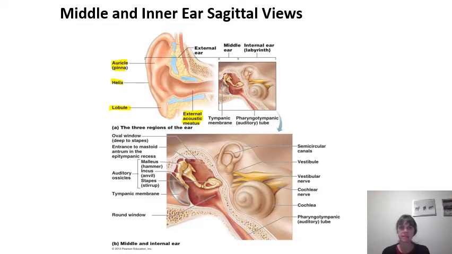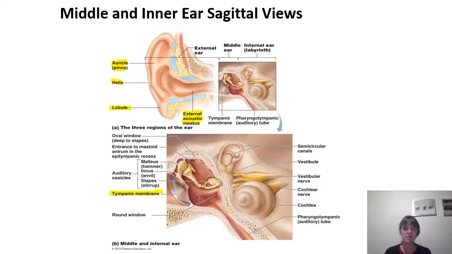The external ear continues internally until the tympanic membrane is reached. The tympanic membrane is a semi-translucent membrane that's roughly the diameter of an M&M. Most people know the tympanic membrane as the eardrum. However, since you are in anatomy and physiology, you're going to be calling it the tympanic membrane.